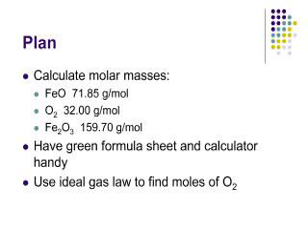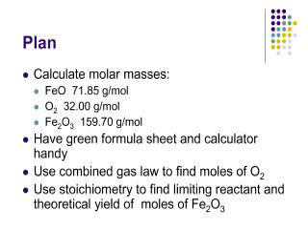All right. What we're going to do is use the ideal gas law. Remember, PV equals nRT, and we'll use that to solve for the moles of oxygen. From there, once we're done with that, we'll use our stoichiometry technique to find the limiting reagent and find that theoretical yield of moles of product by doing 2 factor label calculations.